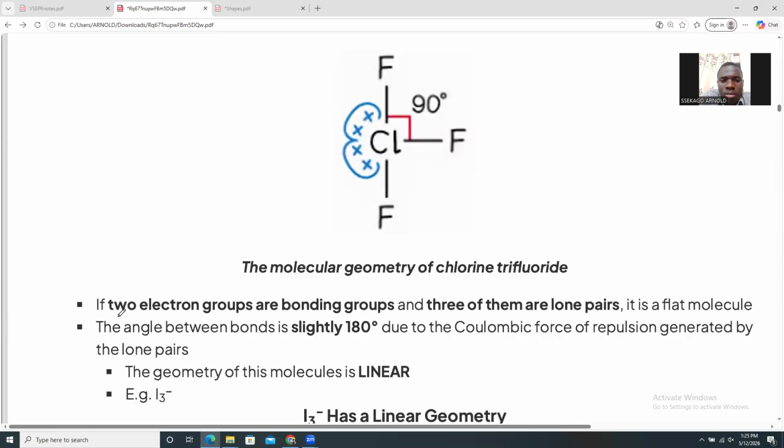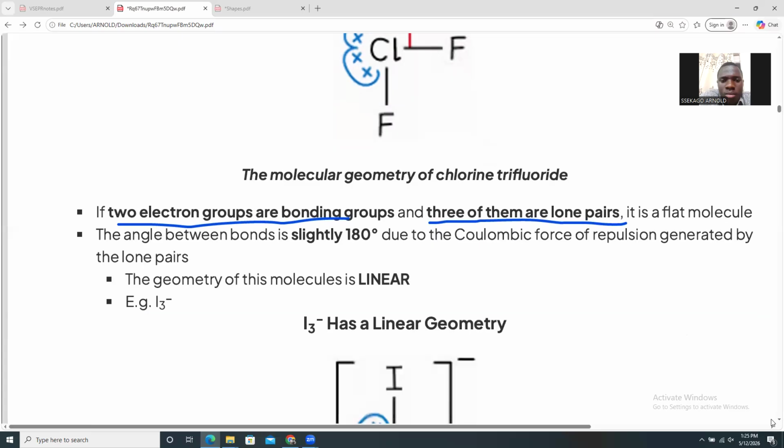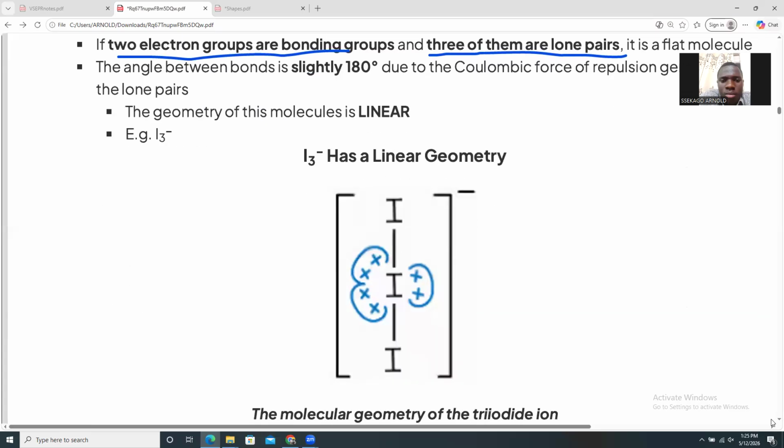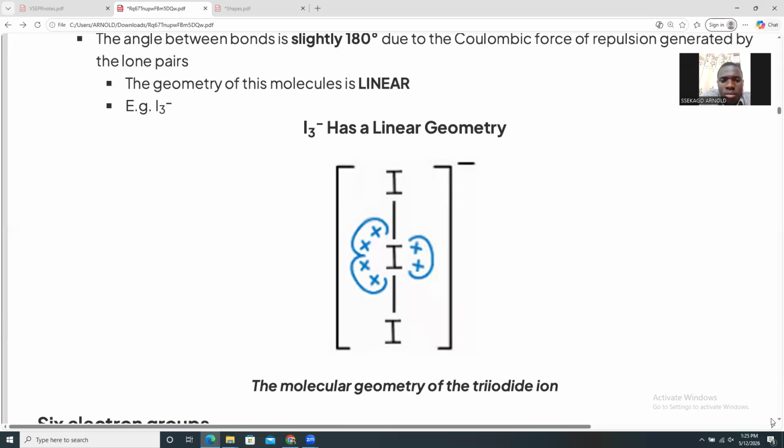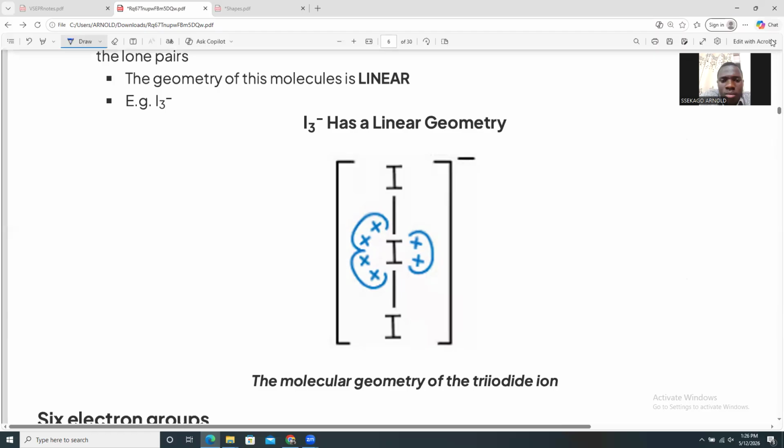Then you can also have 2 electronic groups, 2 lines, and 3 lone pairs. You see here, it is linear, but this linearity is under the case of 5 electronic groups. Don't confuse it with the linearity which we saw earlier on. This is the linearity under the geometry of trigonal bipyramidal. So kindly take note of these cases.